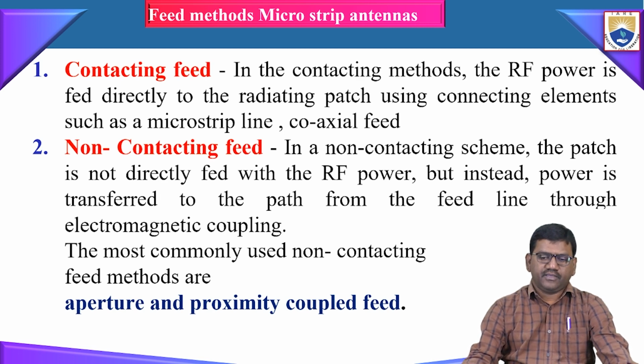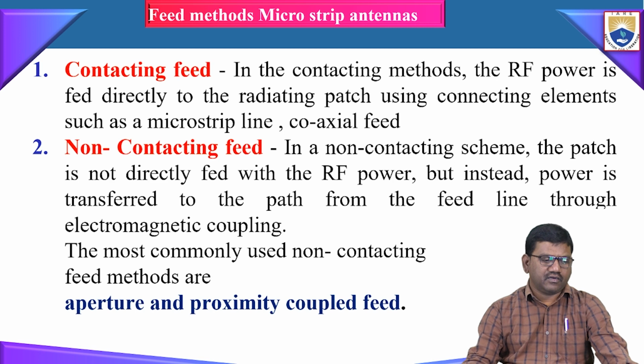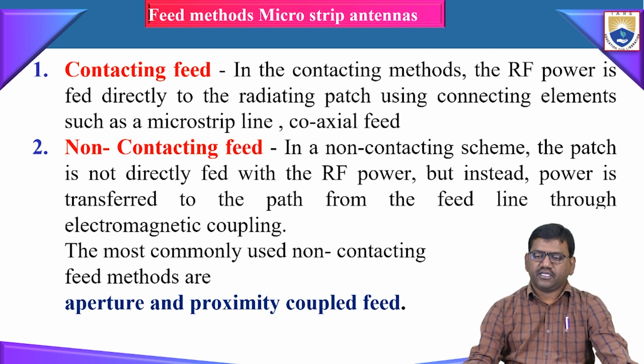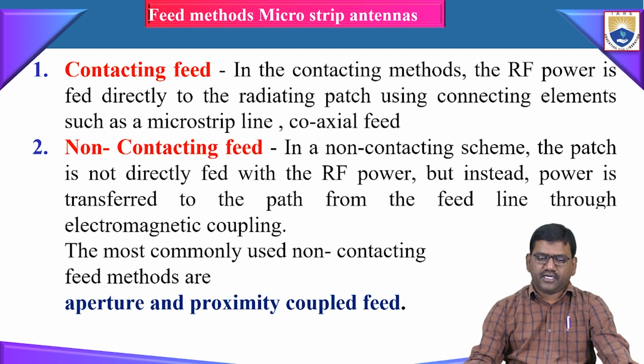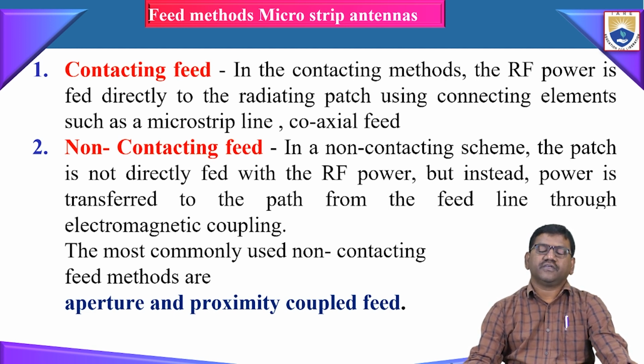So there are different feeding methods for the microstrip antenna: contacting feed and non-contacting feed. In the contacting feed, the RF power is fed directly to the radiating patch using connecting elements such as a microstrip line and coaxial feed. In non-contacting feed, we excite the microstrip antenna in an indirect method. So we are not giving the RF power directly to the patch antenna or directly to the transmission line. Contacting feed means RF power is directly given by means of a wire to the microstrip antenna.